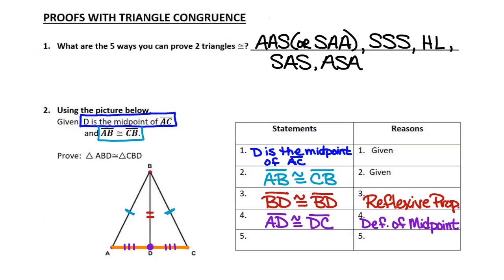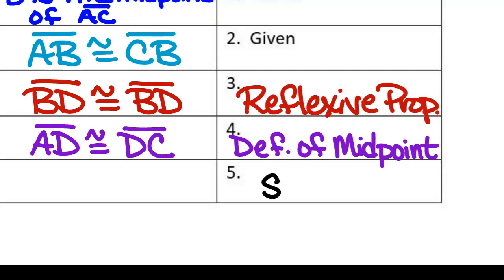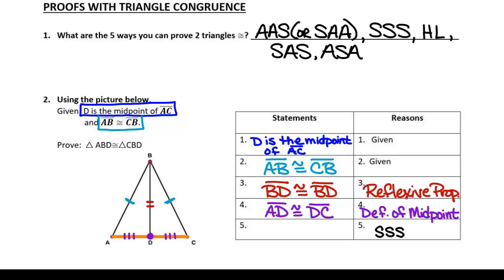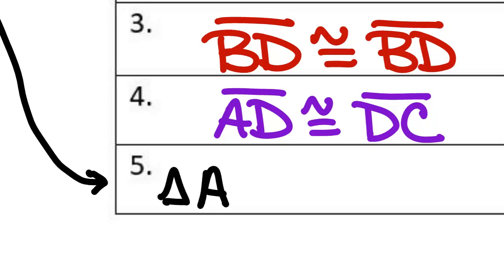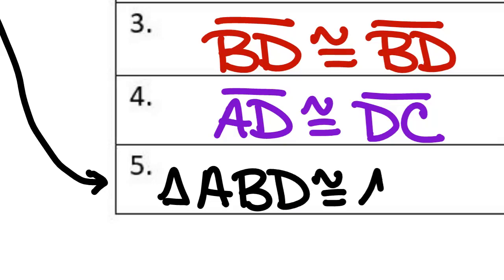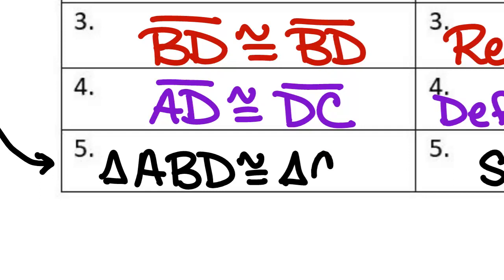Look at how marked up our triangle is. Do we have enough information with the way it's marked up right now to say that those two smaller triangles are congruent to each other? Using which one of the 5 congruence criteria? Side, side, side. So my reason would be side, side, side. My statement is that those two triangles are congruent, which they already wrote the triangle congruence statement for me. So all I have to do is recopy that down here. Triangle ABD is congruent to triangle CBD.